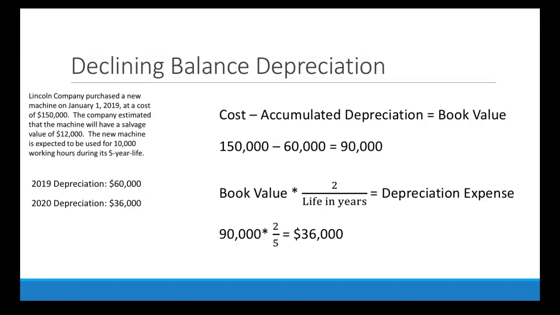Now, if we had to work on 2021's depreciation, we now have $96,000 worth of accumulated depreciation, right? Accumulated depreciation is the built up depreciation over time. So we would take 150 minus 96,000 to find our new book value.